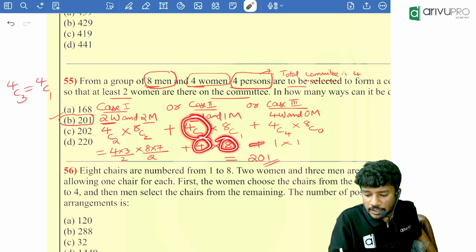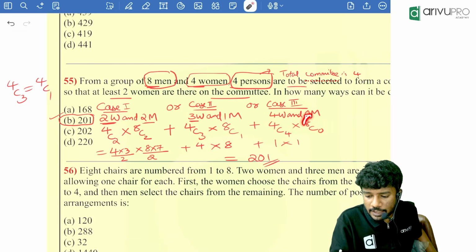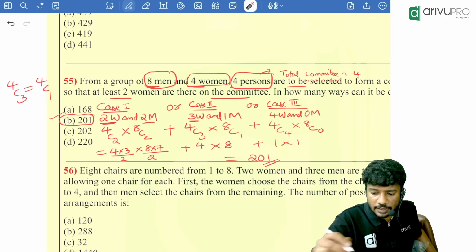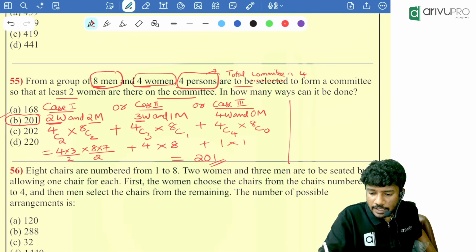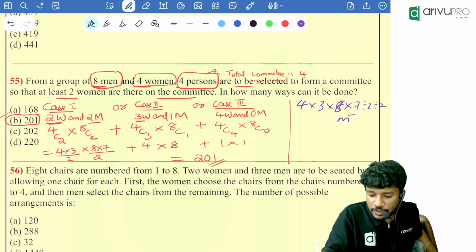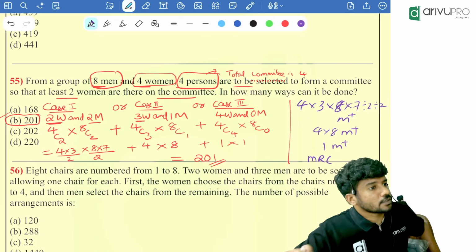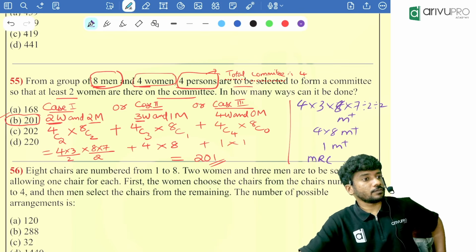4 into 8, then plus 1 into 1. NCN is equal to 1, NC0 is equal to 1. So 1 into 1. Now in the calculator, how will you do it? You will write it like this: 4 into 3 into 8 into 7 divided by 2 divided by 2, click M plus. Then 4 into 8, M plus. Then 1, click M plus. Then MRC. You will get the answer. Understood, Soumya?